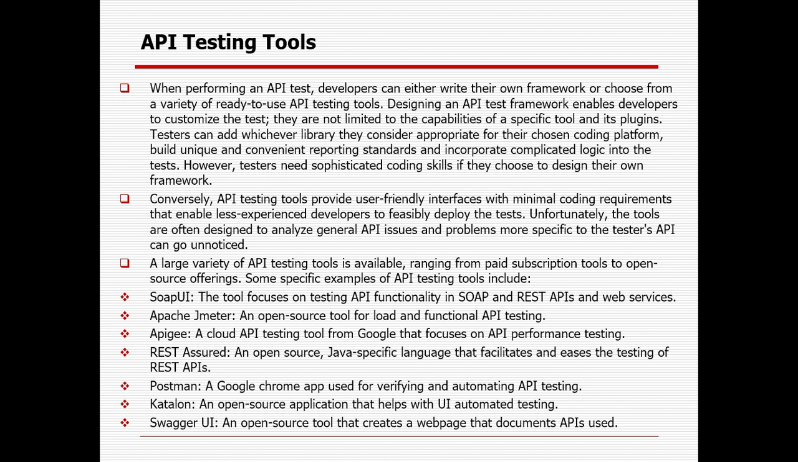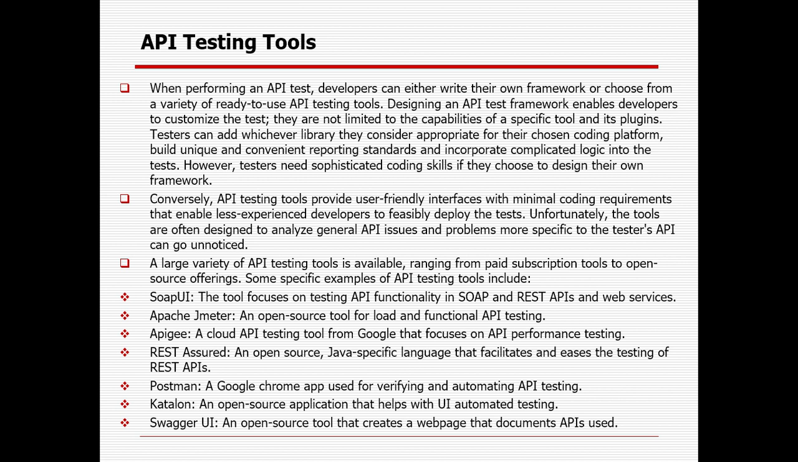A large variety of API testing tools is available, ranging from paid subscription tools to open source offerings. Some specific examples of API testing tools include SoapUI, Apache JMeter, Apigee, REST Assured, Postman, Katalon, Swagger, etc. SoapUI focuses on testing API functionality in SOAP and REST APIs and web services. Apache JMeter is an open source tool for load and functional API testing.